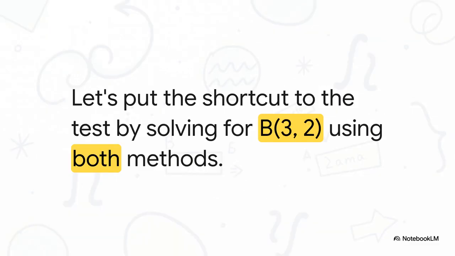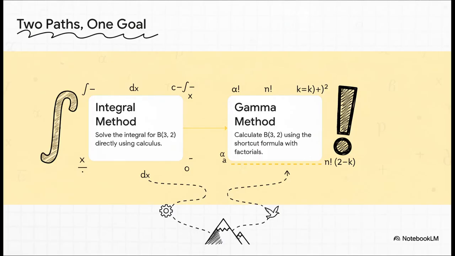So we're going to try and solve for beta of 3, 2. So that means our x is 3 and our y is 2. Let's see what happens. So we've got two paths we can take. Path 1 is the hard way. We plug the numbers into that integral and wrestle with the calculus. Path 2 is our new shortcut. We use the gamma function relationship and just deal with factorials. Let's see which one we like better.